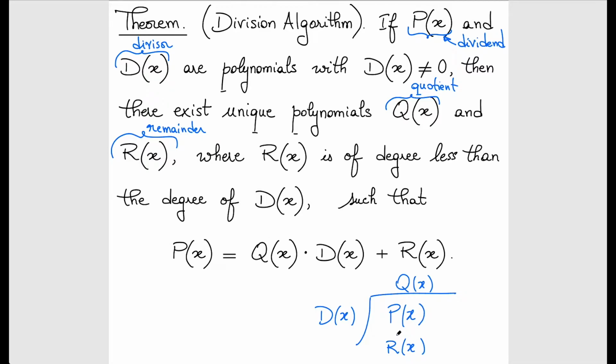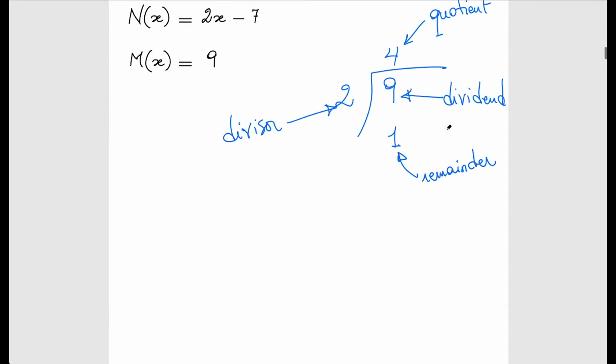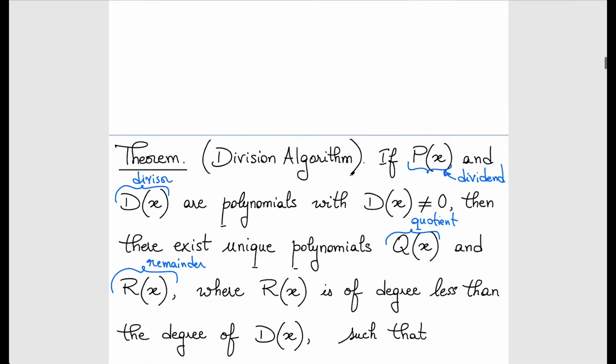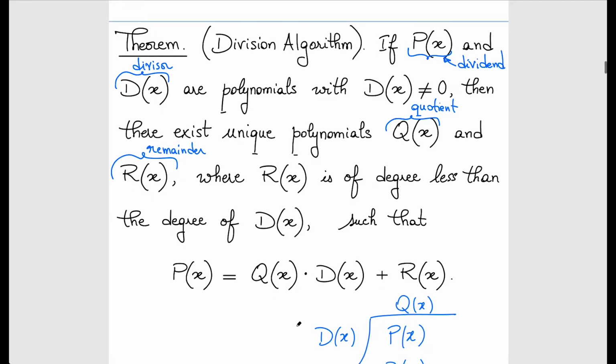Okay? So that division algorithm, or that theorem, guarantees that what we used to do for numbers at the level of division can actually be carried out to the more generalized level, which is the level of polynomials. Okay?